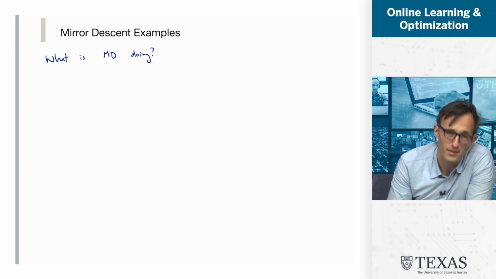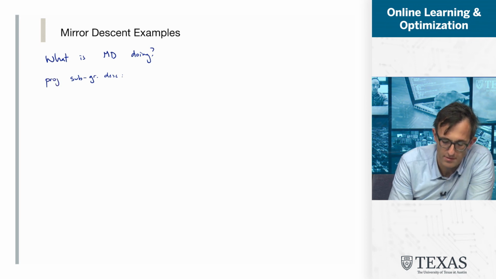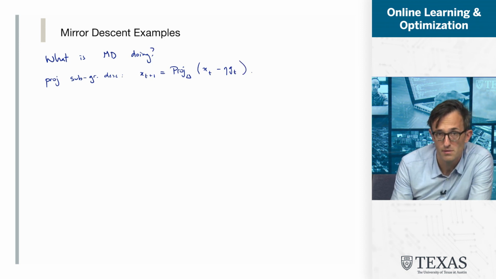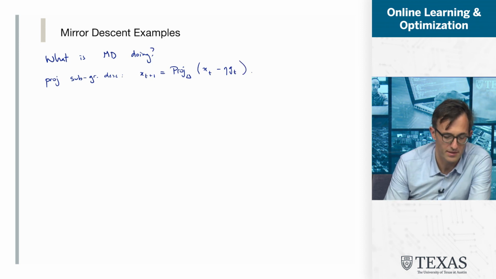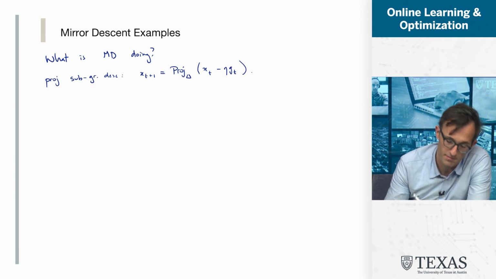So subgradient descent is doing something easy to visualize. Projected subgradient descent, because we're projecting onto the simplex. All it's saying is that xt plus 1 is equal to the projection onto the simplex of xt minus eta times gt. So I take the step, I project back onto the simplex. It turns out that mirror descent is actually doing something significantly different.